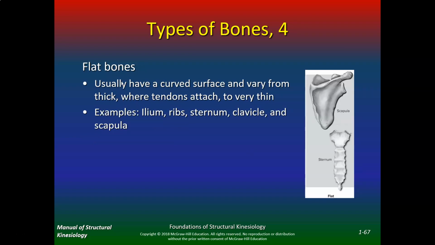You have flat bones, which usually have a curved surface and vary from thick, where tendons attach, to very thin. So here's the scapula. This would be a right scapula because you're looking at it posteriorly in the anatomical position. Examples include the ilium, the ribs, the sternum, clavicle, and the scapula.